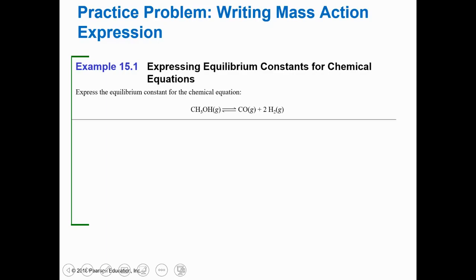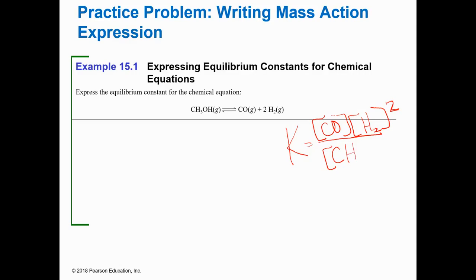All right, so now we're going to do a couple practice ones. We've got K is equal to our products, CO, no exponent, H2 squared, all over methanol, no exponent. Okay, so it's really not too bad. It's always just going to be products over reactants.